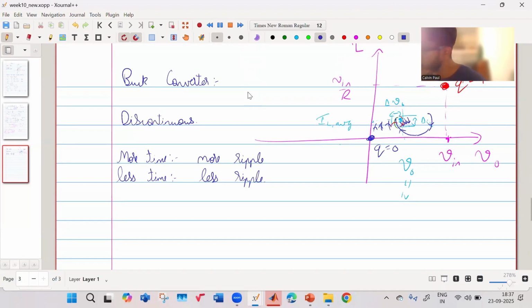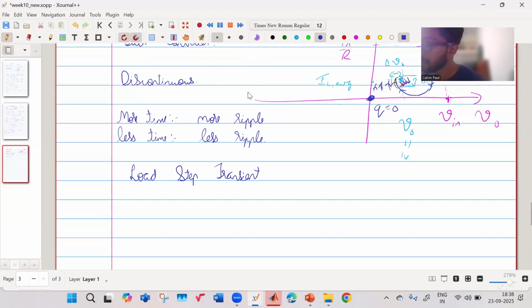So now, sir had considered two conditions. One is a load step transient, and one is a voltage step transient. These were the two cases which sir had considered. Okay.